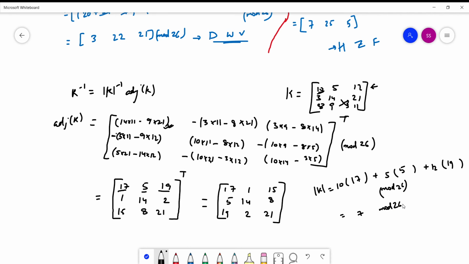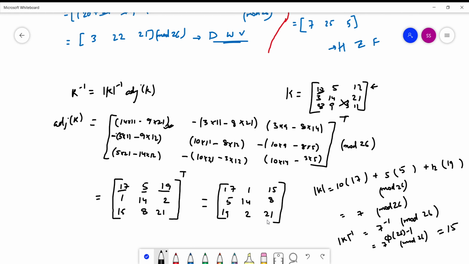7 mod 26. Okay, and then we have to find mod k inverse, that is equal to 7 inverse mod 26. I have already solved this equation 3 or 4 times in the previous videos, so I'm not going to solve it again. You can always go for its solution, that is 7 to the power phi of 26 minus 1 mod 26, and finally the value which you will get is 15. Okay, so mod k inverse is 15, and this is my adjoint of k.